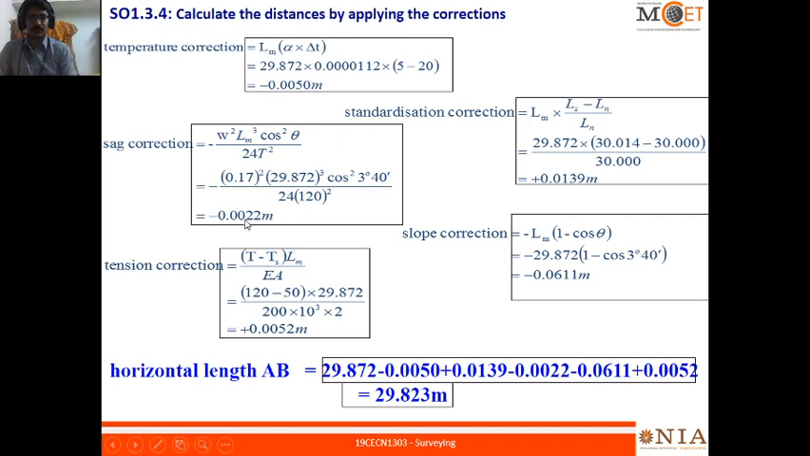Next is the sag correction, always negative, minus 0.0023, minus, again the slope correction is also negative, we have applied the same, and here the tension correction becomes positive. If you combine all the things, you will get 29.823 as the measurement. So the difference, 29.872 gets converted to 29.823. It is just 0.05, right?